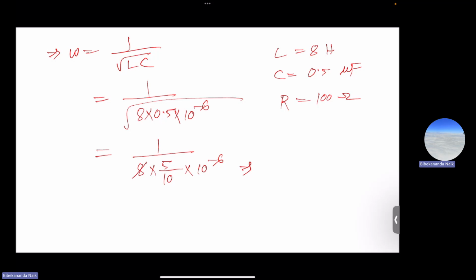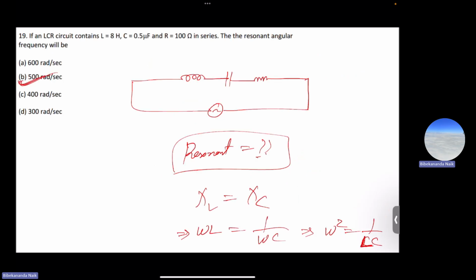10 to the power minus 6 means, under the root, minus 3. So 10 to the power 3 divided by root over 4. So it is 1000 by 2, so 500 radians per second. So the correct answer is option B, 500 radians per second.